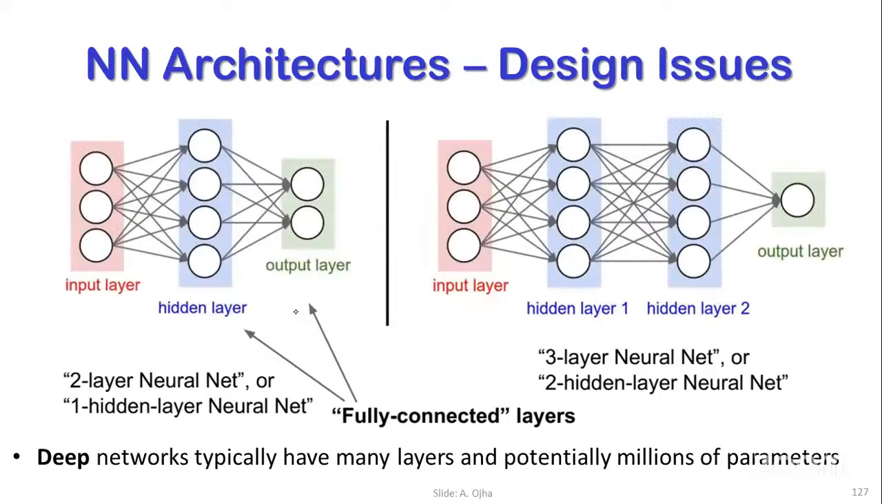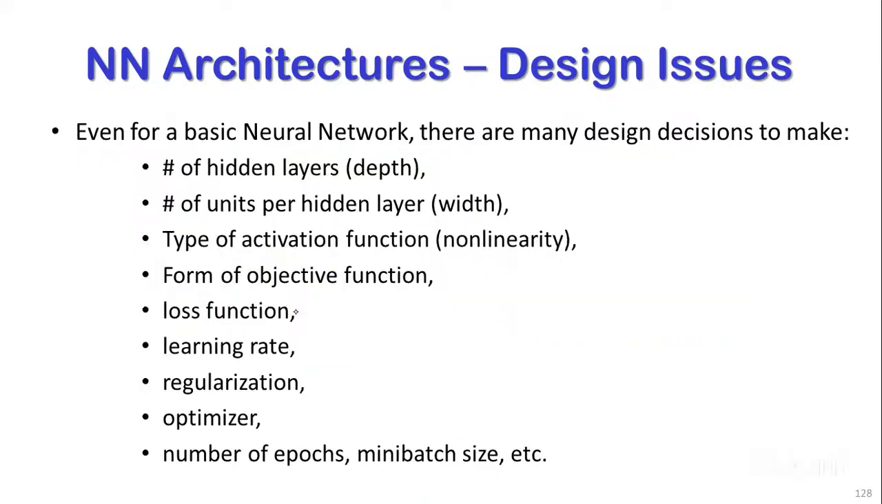Now, finally we have reached here. I told you about all those terms which we are using in the neural network, so just remember those. Whether it is a one layer, two layer, whatever architecture you have, there are several design issues, because deep neural networks typically have many layers and millions of parameters, right? Remember that even if you are having a very basic network, not a very deep neural network, there are many design decisions to make. What are these?